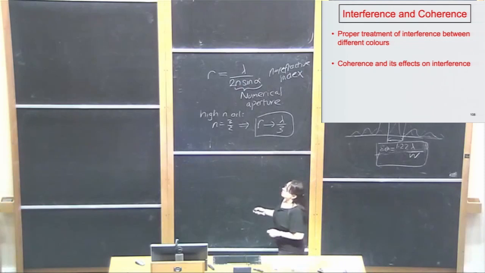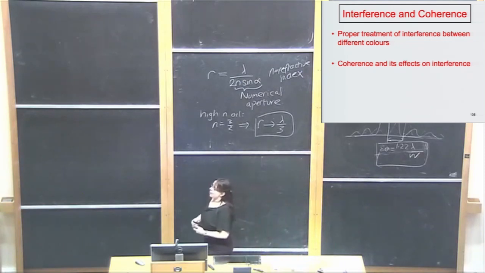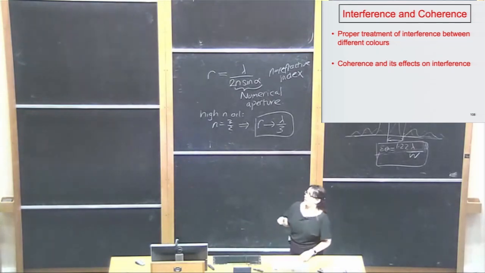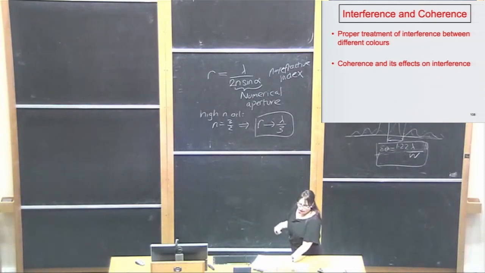And then just the last two slides, I'm going to talk very briefly, really just to introduce the idea of coherence and how it can be of two types, temporal and spatial coherence. And this, as I say, really is an introduction. If you want to know more, then I'll direct you to some textbooks.